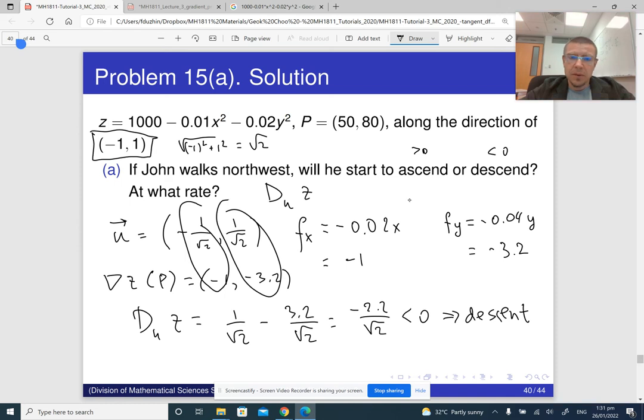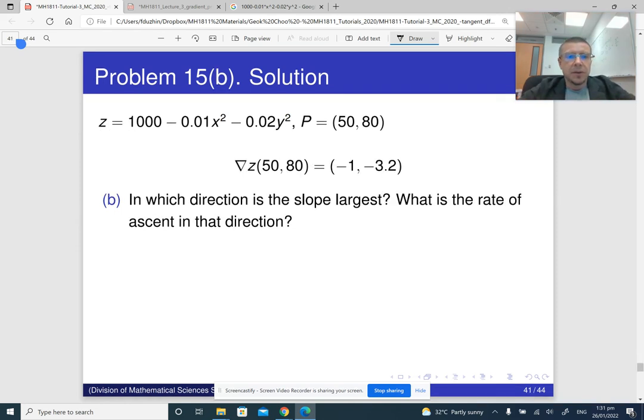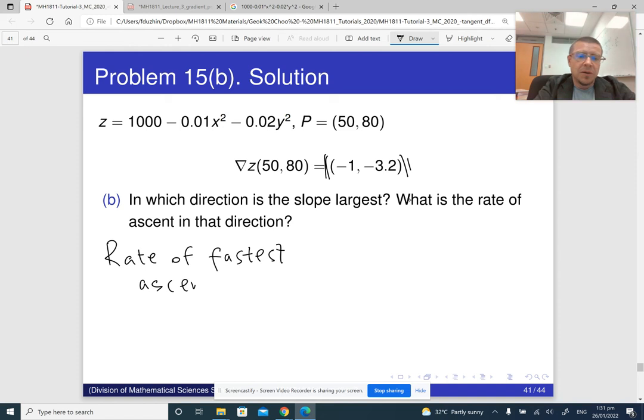Okay, and part B. In which direction is the slope largest, and what is the rate of ascent in that direction? The rate of ascent in that direction is just the norm of the gradient vector. So the rate of the fastest ascent is just the norm of the gradient vector, which is the square root of 1 squared plus 3.2 squared.